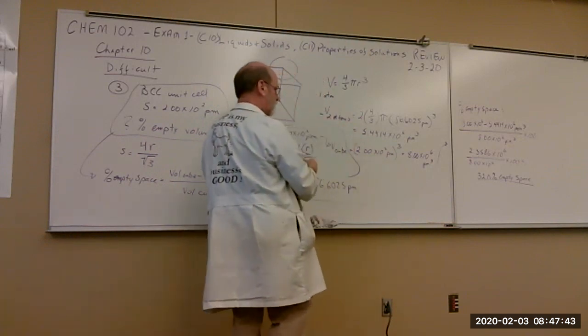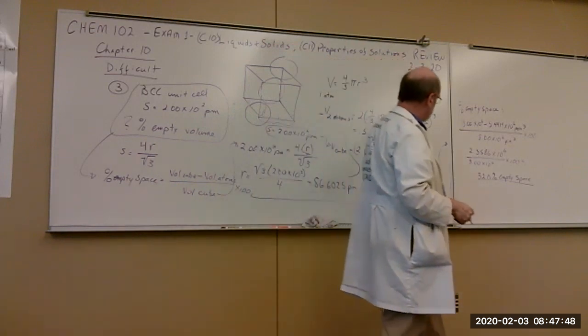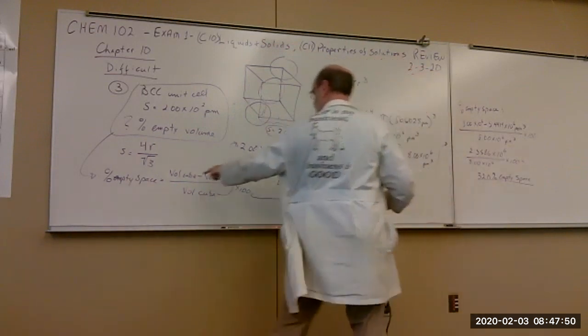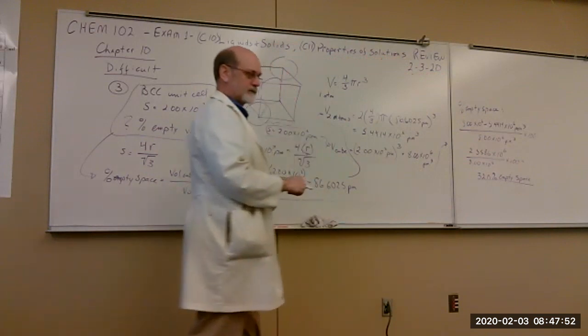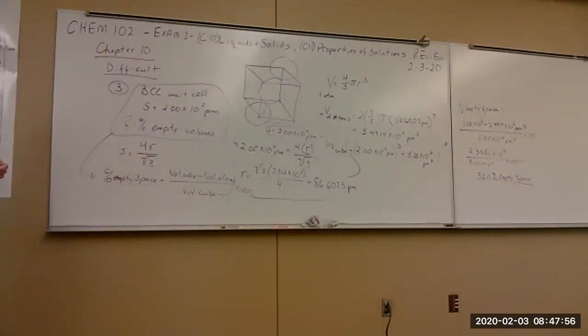Kind of convoluted, isn't it? Then once you've got these two volumes, then they can go into the percent empty space that you've had up here, step by step. But it does help to draw a picture. Okay. Anything else?